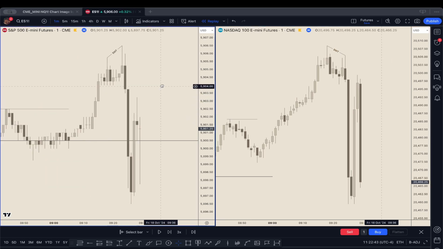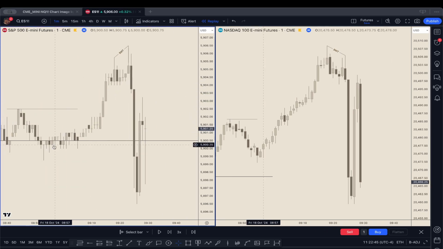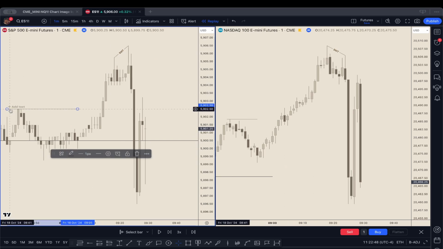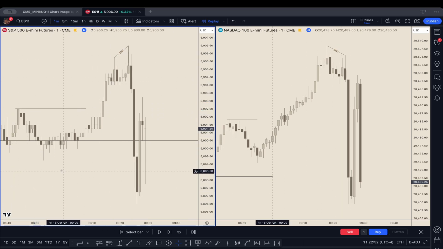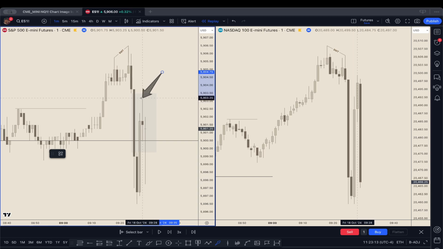Now, as you can see on ES, it looks really nice. You got the break above this high right over here to the left, and then the drop below this swing low here. That would have given me a bearish breaker overlapping with a bearish fair value gap. You can see that right here. So I could have sold from this level, but the only reason I didn't is because of the time.